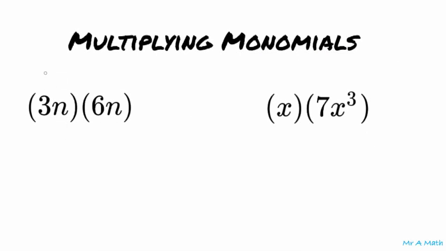So here we have 3n times 6n. We may recognize here that 3n is in fact a monomial. And in fact, 6n is also a monomial. And so we're going to be multiplying these together.